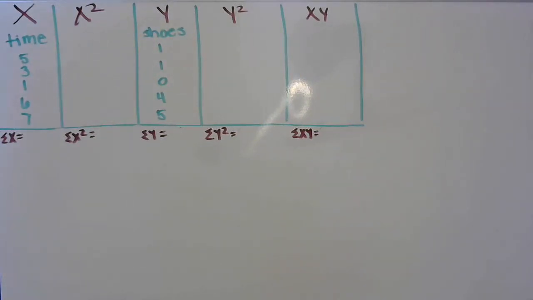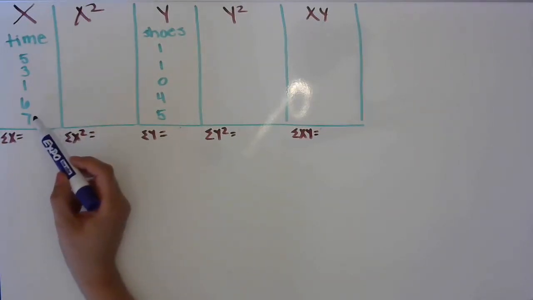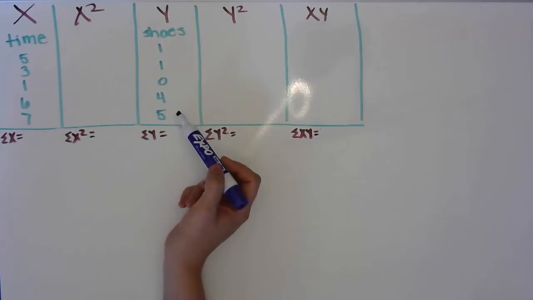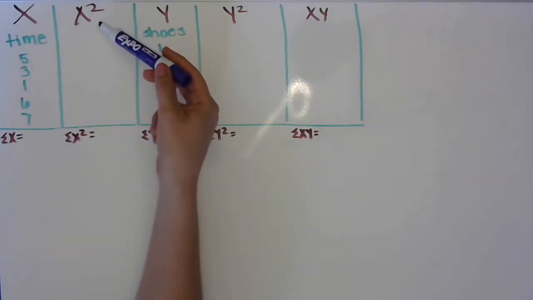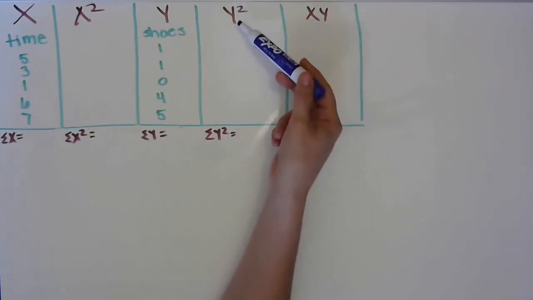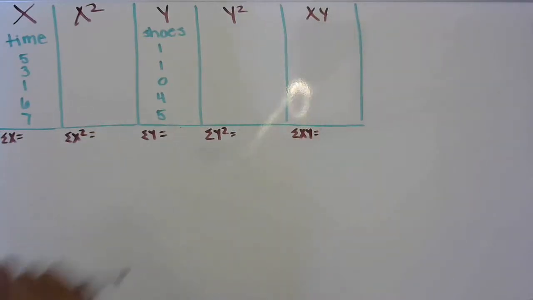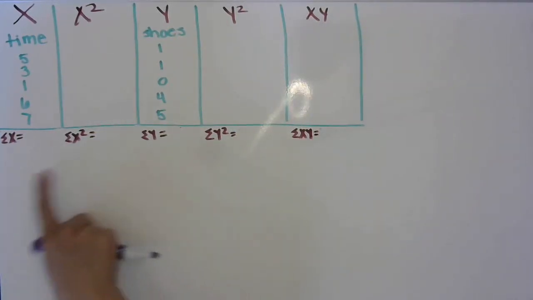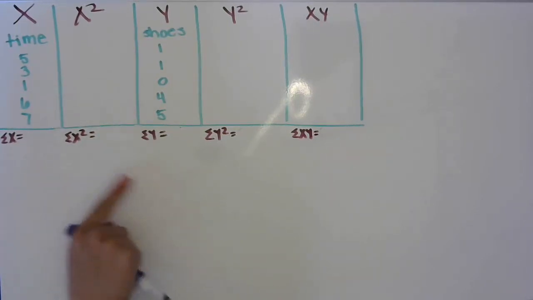So all that I did was I took the information from the table, the time spent online and the number of shoes bought. I assigned an X value to time, and then I put an X squared column next to it. I assigned a Y value to shoes, put the Y squared column next to it, and then did an XY column as well. And then underneath all of these, I just put the sum for each column. So the sum of X and the sum of X squared and so on. Okay, so let's go ahead and start filling out this table.